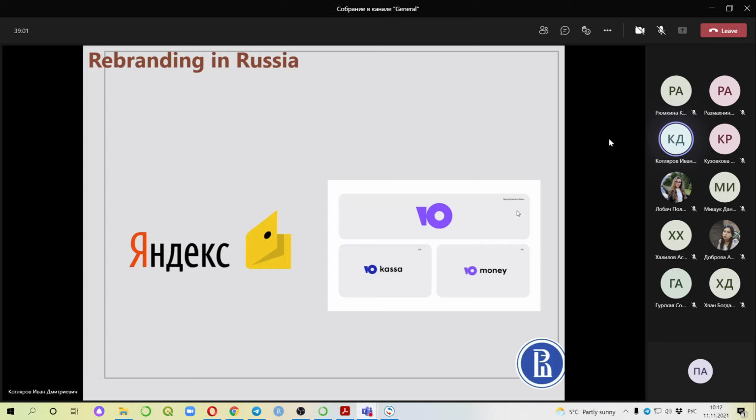So the owner of this company decided to distance itself from the previous history linked to Yandex as the key stakeholder. Absolutely correct. What about pictures on the slide? What connotations do they have? How do you think? Let's start from the beginning, from Yandex Деньги. What can you say about this picture?